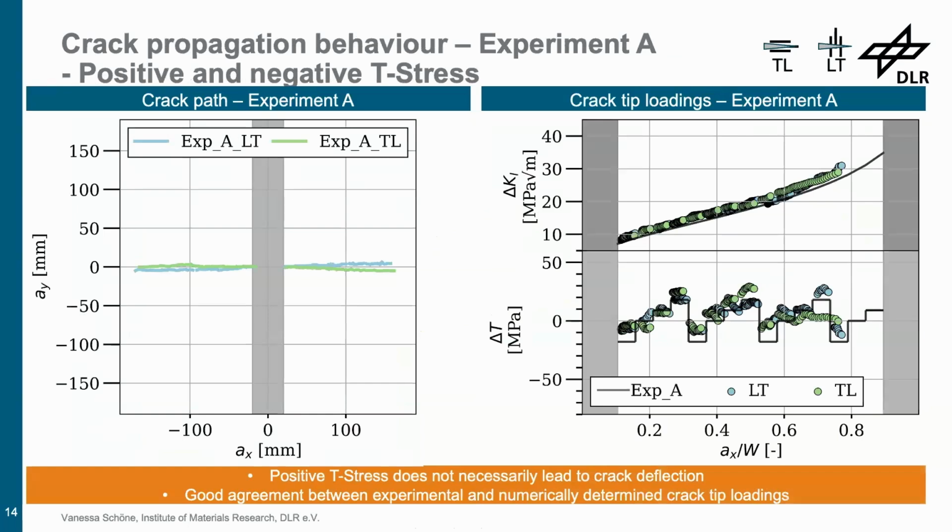Coming back to the initial hypothesis: does positive T stress lead to crack deflection? We can see that for the first experiment, the crack has been subjected to both positive and negative T stress, depending on the rolling direction. The crack remained kind of stable, so the crack path remained quite straight. We also have a good agreement between the experimentally and numerically determined crack tip loads. Remember, the crack has to be assumed to be straight within the simulation. There you can also see that the delta T range significantly increases stepwise.